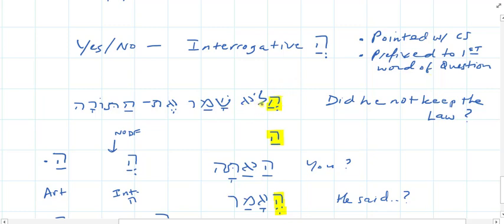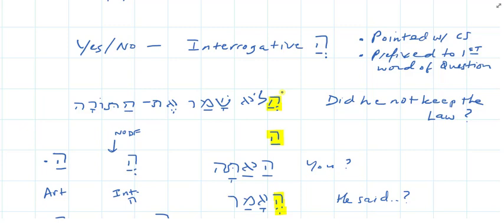So take a look at halo as an example here. You might go, well, I wonder if that's the article. There's two things that will tell you this is not the article. One is the pointing, right? The ha doesn't have a patach and there's no doubling dot in the lamed. An article would have had that. Secondly, is there any reason why you would put an article on the negative particle lo, which means "not"? Would you ever say "the not"? No. Articles go where? Articles go on nouns. They go on adjectives. Okay? They could go on participles, but they won't go on other parts of speech.